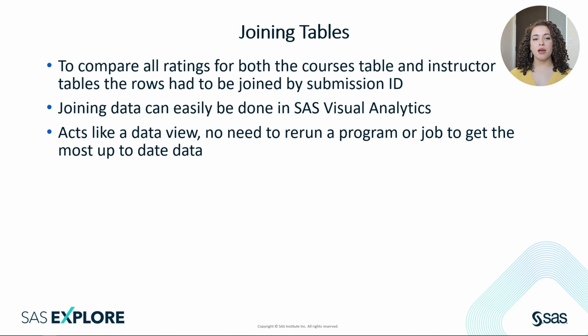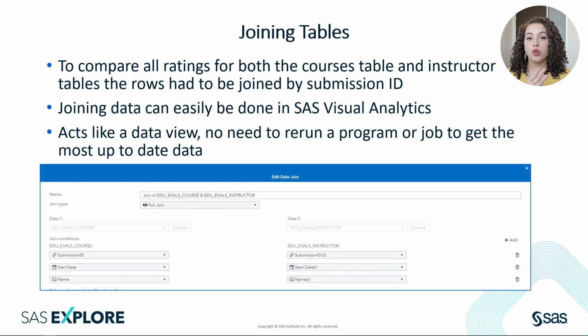Now, in this example with the course evaluations information, we had to join the two source tables together in order to see, for example, on our instructors page, what is the instructor getting for a rating, but also the managers wanted to see what ratings did they get for their course design and overall learning experience and all these other ratings that are stored originally in the courses table.